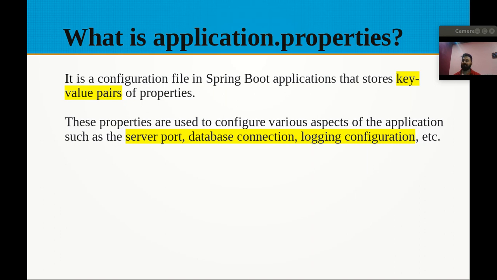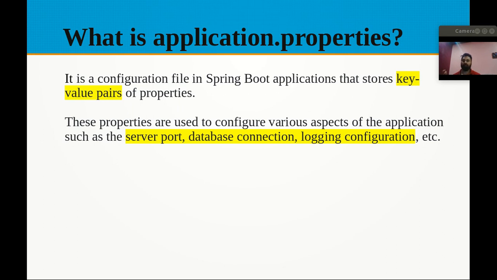So basically it is a file used for configuration purposes, and here we store the values in key value pairs. All the properties will be stored in key value pairs, and these properties will be used for the server port, database connection, and logging configuration. Let's say you want to connect with a database like MySQL or PostgreSQL or any database, then the configuration of the database can be stored in this application.properties file.